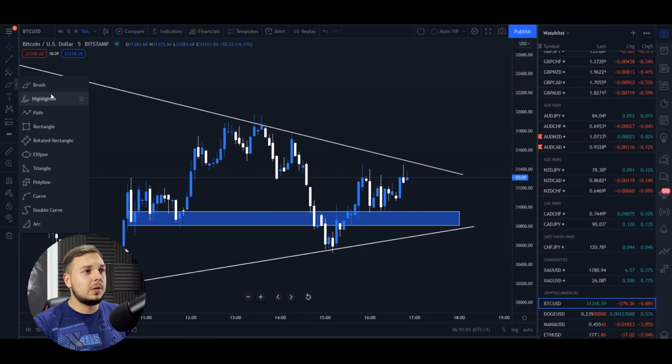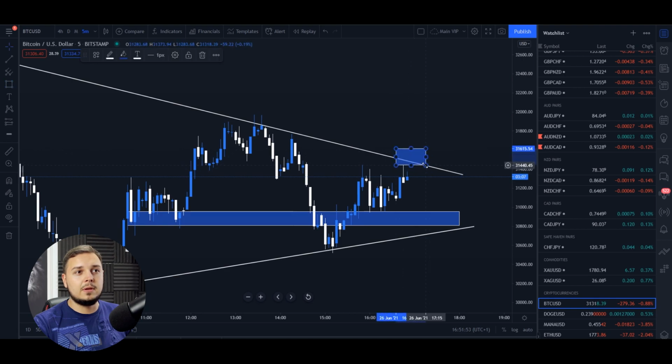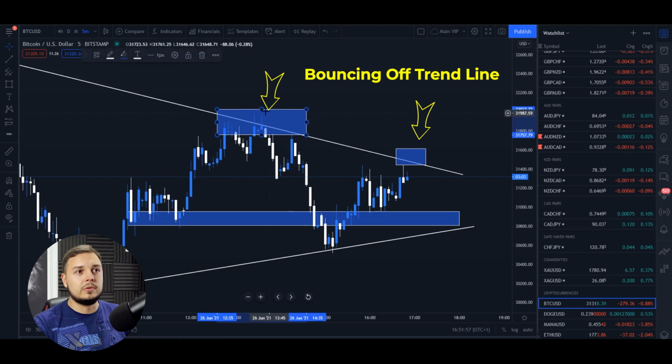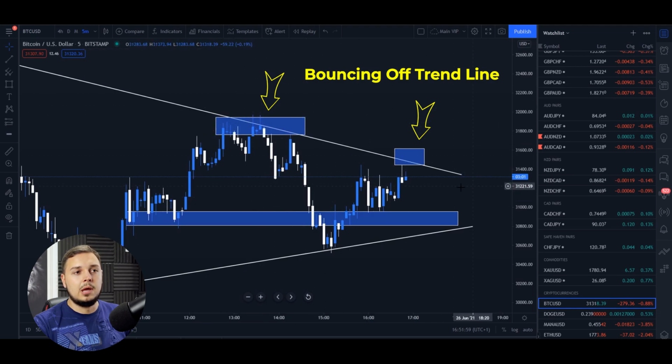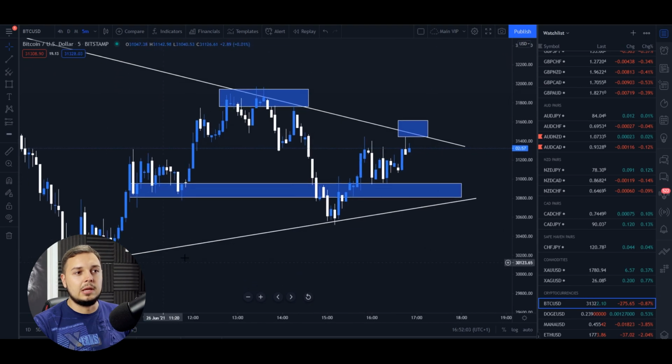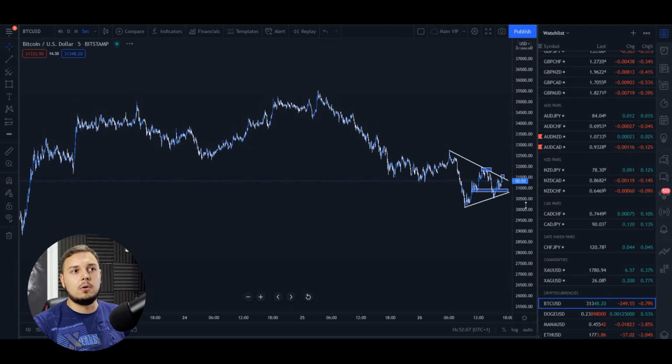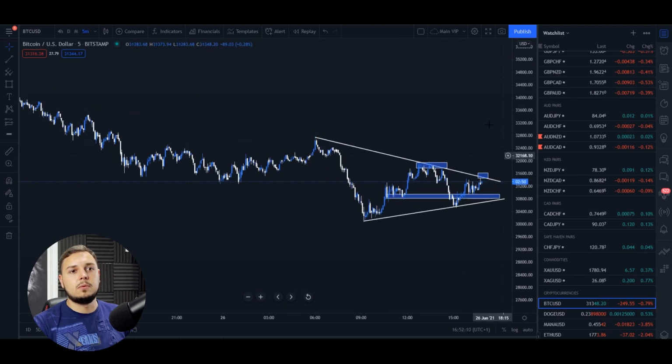So while we're waiting, we can just mark all our area zones. So we know these area zones are where important, right? So just mark them up where the bounces happened. This is our main support area. It is trending towards the downside and the upside, but as you can see, the overall direction is definitely towards the downside.